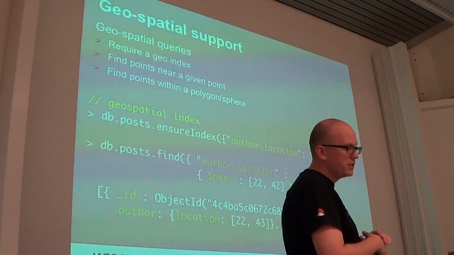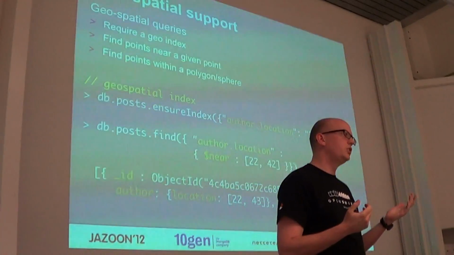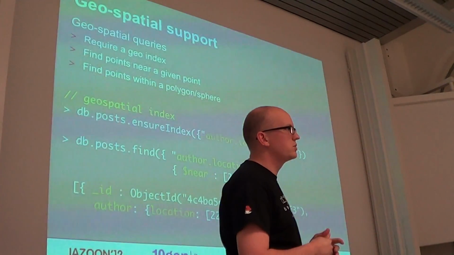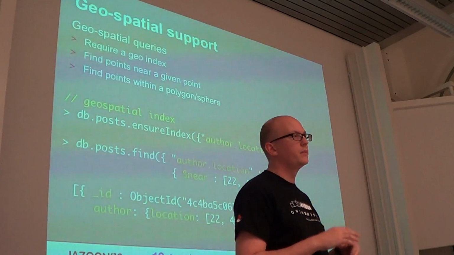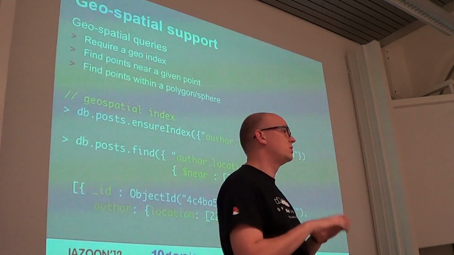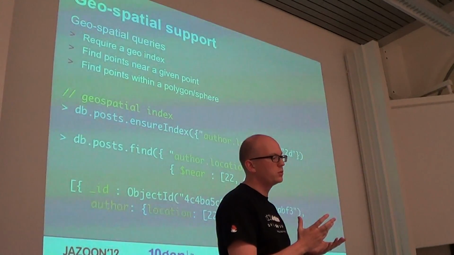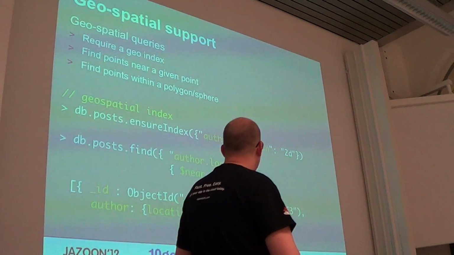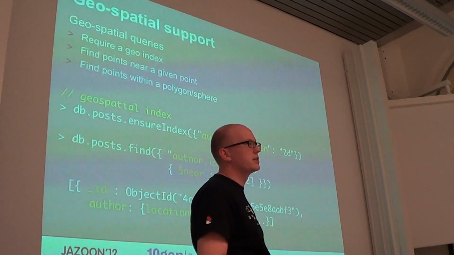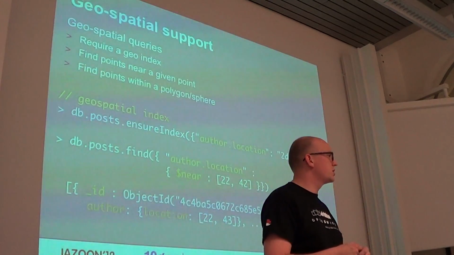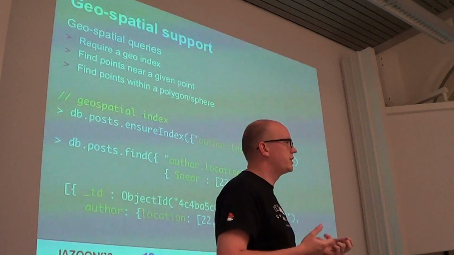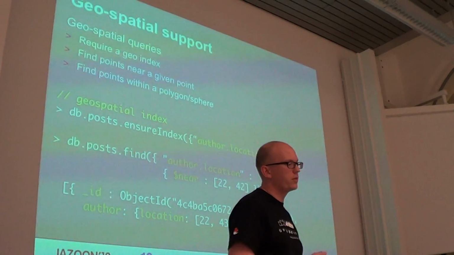Some other aspects that are interesting, should you need it, we have geospatial support. There's two models now, but it's all 2D. You can either have a flat world model or a simplified spherical world model. And all you have to do is just ensure a 2D index. And then you can find things within bounding boxes, or find points within a distance, or points in a polygon, those kind of searches.